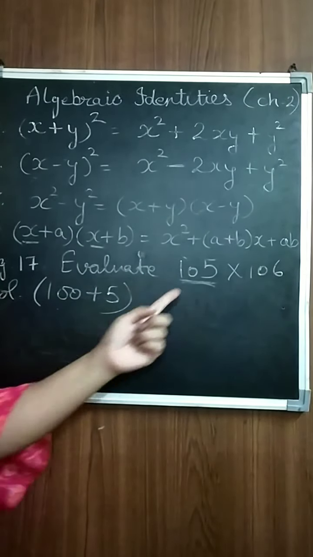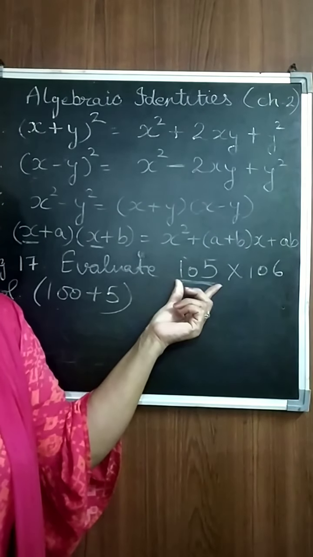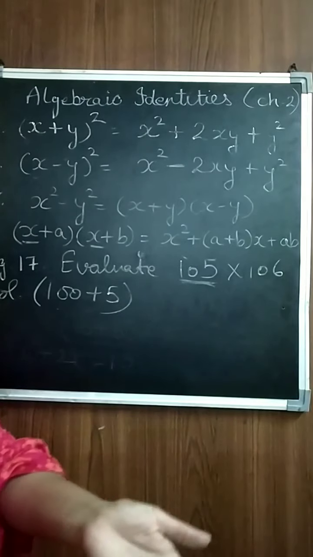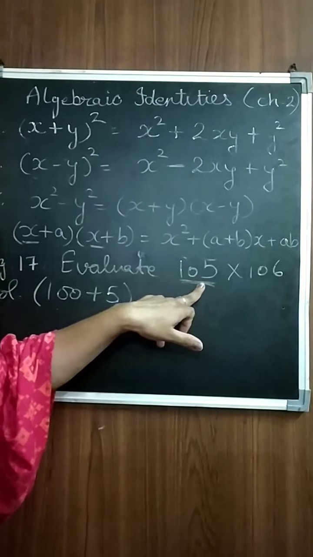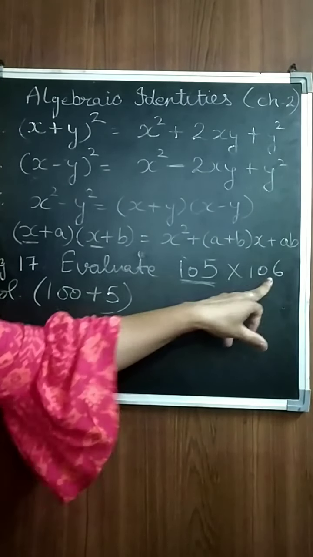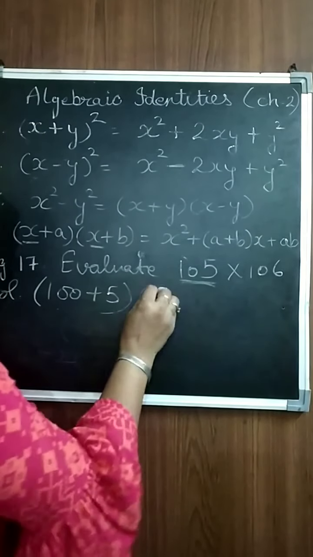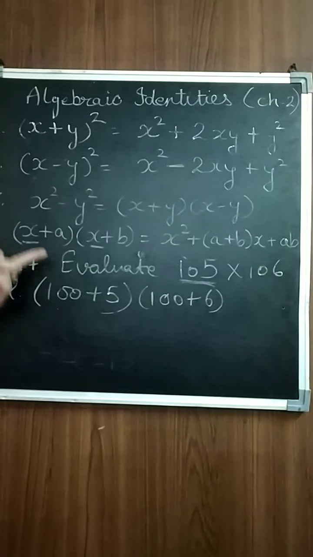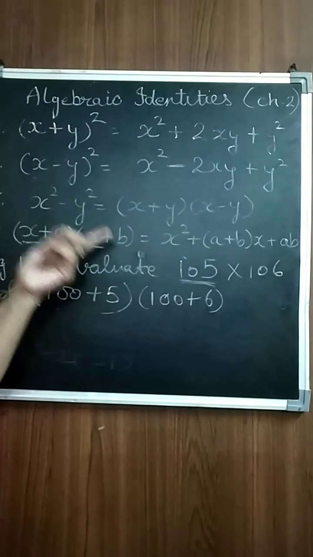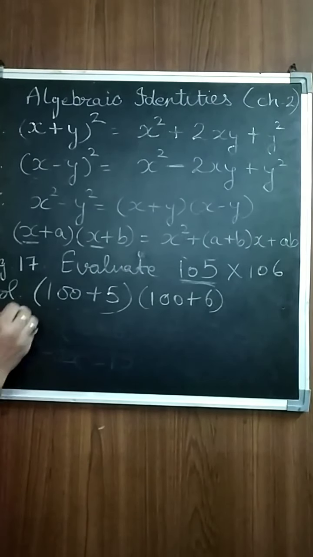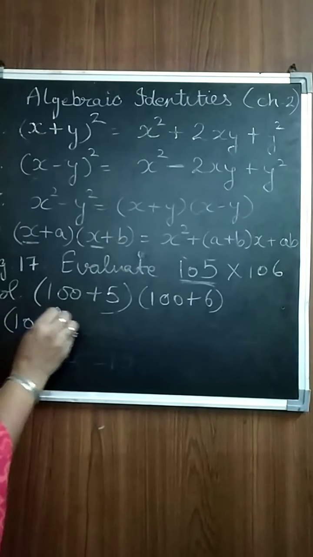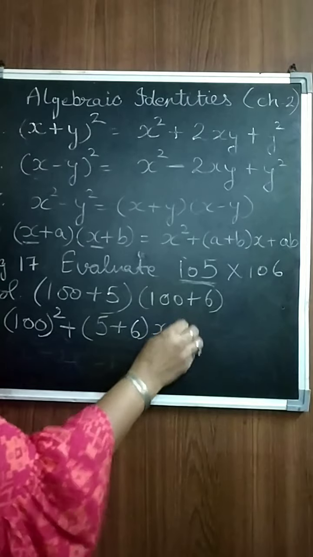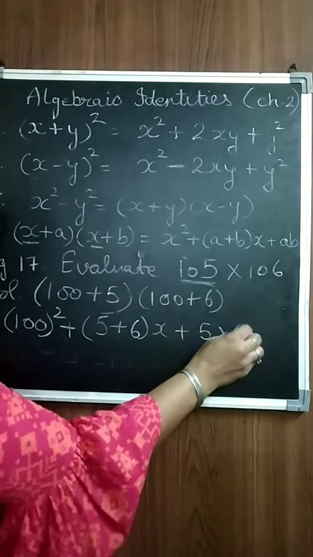You need to take any number which is a round number, called the tens numbers. So you can take 100 here plus 5, and you can take 106 as 100 plus 6. 100 plus 5 into 100 plus 6. I think it is absolutely the same identity, x plus a into x plus b. Let's apply x square plus a plus b into x, plus a into b.